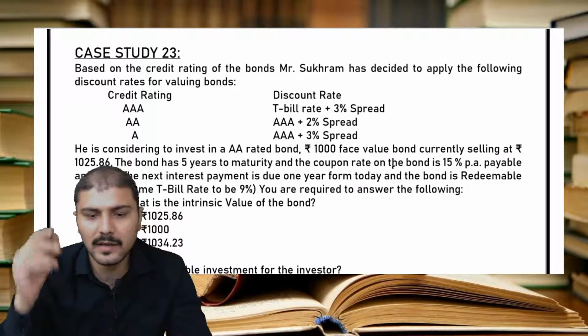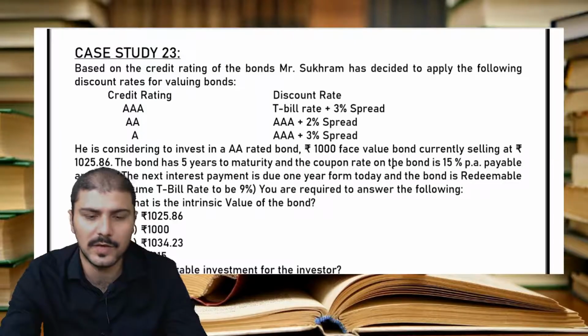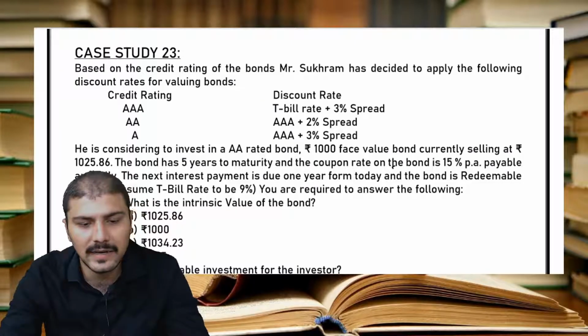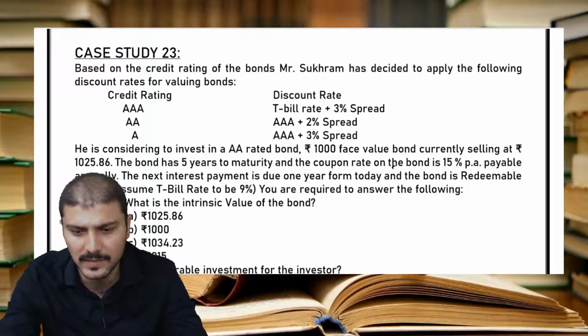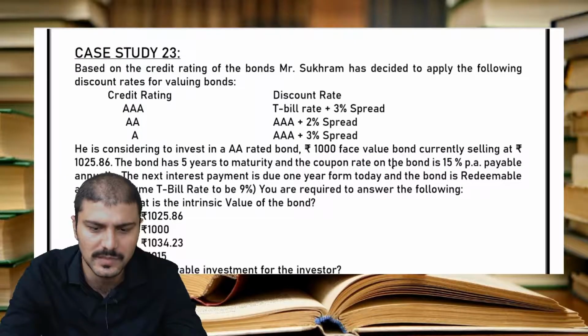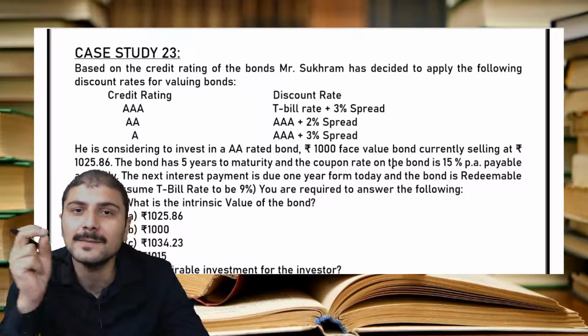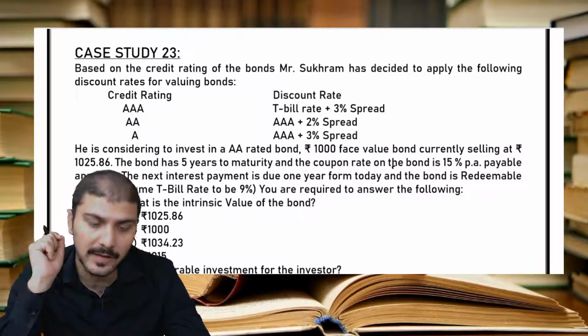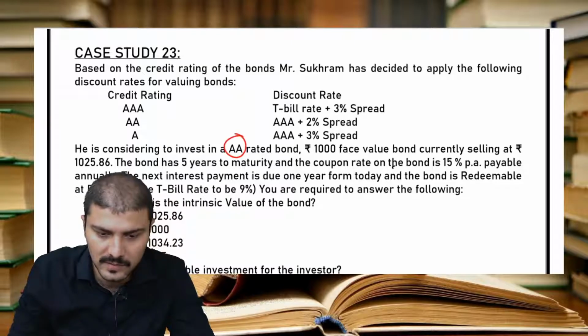Based on the credit rating of bonds, Mr. Sukhram has decided to apply the following discount rates for valuing the bonds. So if the credit rating would be AAA, AA or A, then he will apply the discount rates accordingly: Treasury bill rate plus 3% spread, plus 2%, or plus 3%. So for the purpose of deciding the discount rate, we must have the T-bill rate. He is considering to invest in AA rated bond. What is his preference? AA.